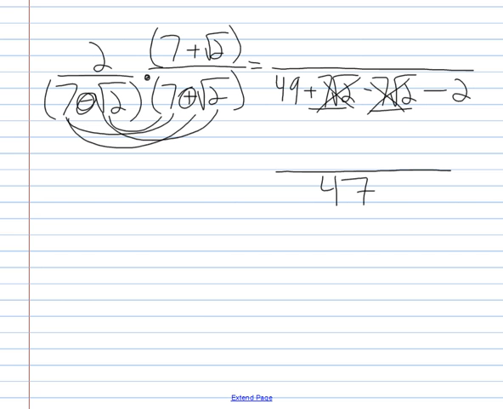That's awesome. So now our denominator is just an integer, 47. It's no longer radical. And our numerator is just 14 plus 2 root 2. We can have all the radicals we want in the numerator, just none in the denominator.